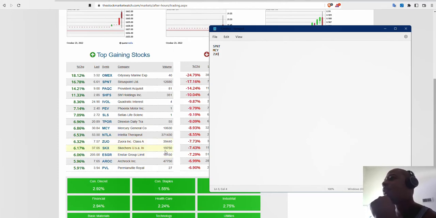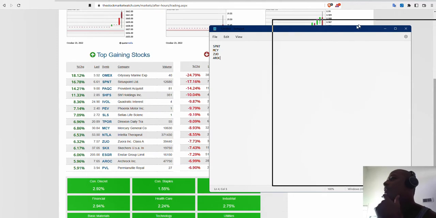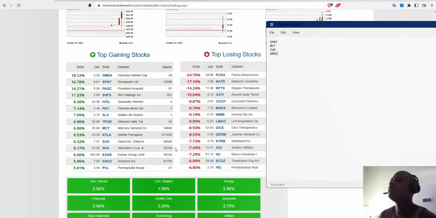Not really going to look at SKYS, which is Skechers. It's kind of a bigger stock. Not really cared about it. Not going to look at that one. It's 205. And then we'll put AROC. All right. So that's pretty much on the top gainers what I'm looking at there, just because they're the most volume leaders in there.